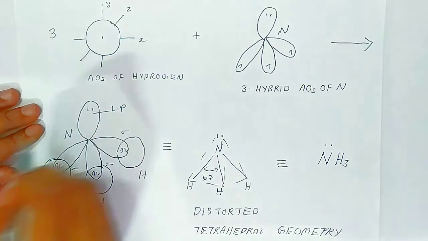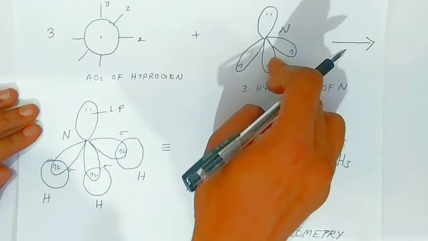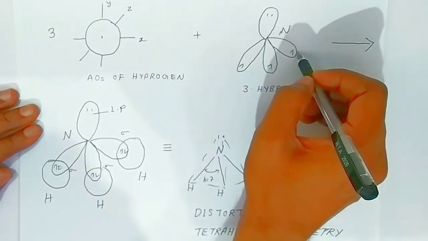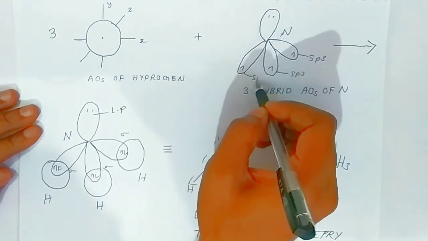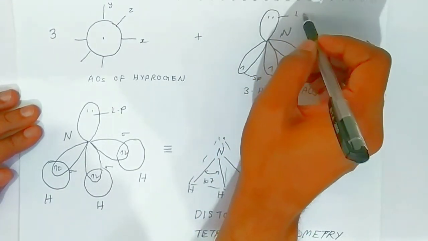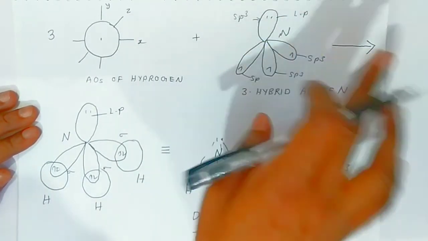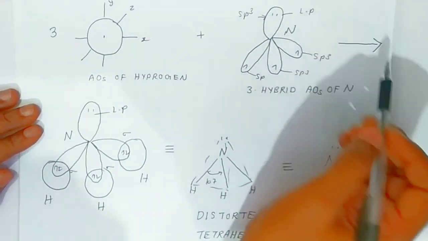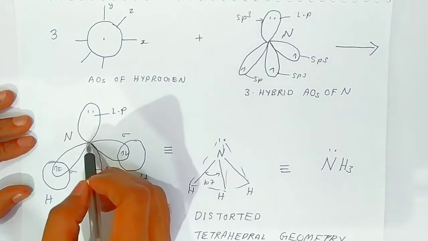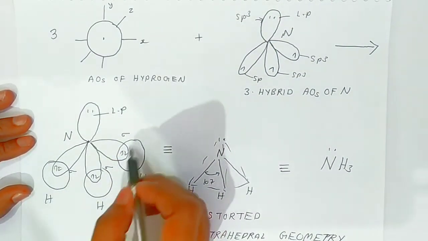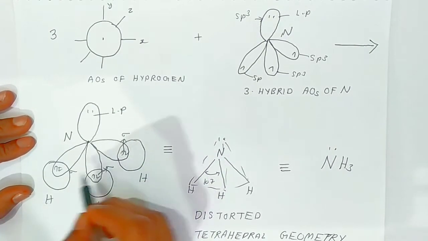These three atomic orbitals of hydrogen combine with the atomic orbitals of nitrogen, which are sp3 hybrid orbitals. There are four sp3 hybrid atomic orbitals, in which one is the lone pair. They will combine and form the ammonia molecule. These are the nitrogen atomic orbitals and these are the hydrogen atomic orbitals. They will form three sigma bonds.